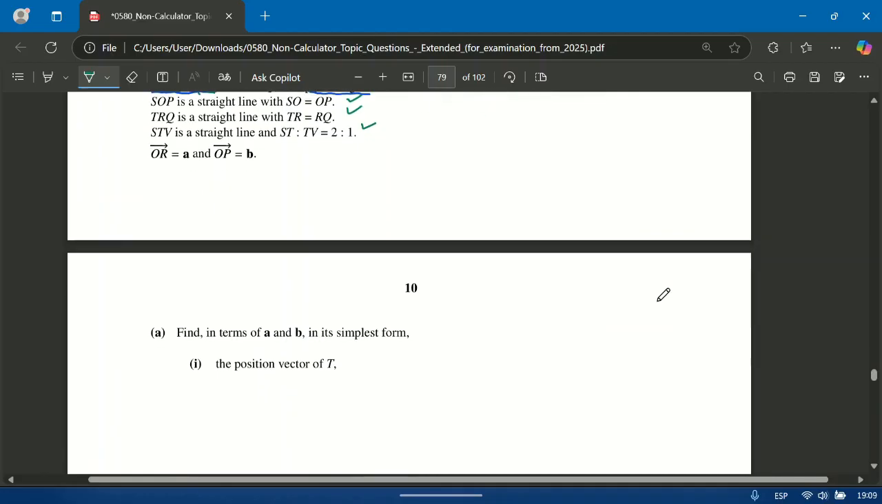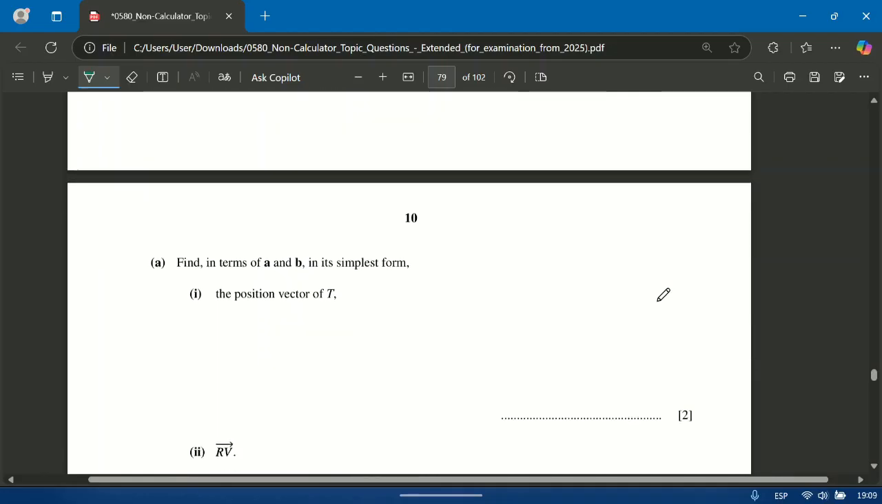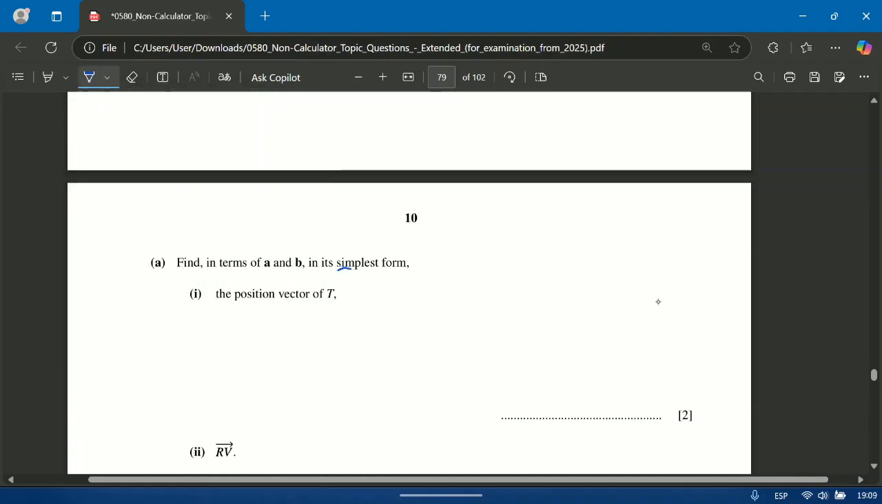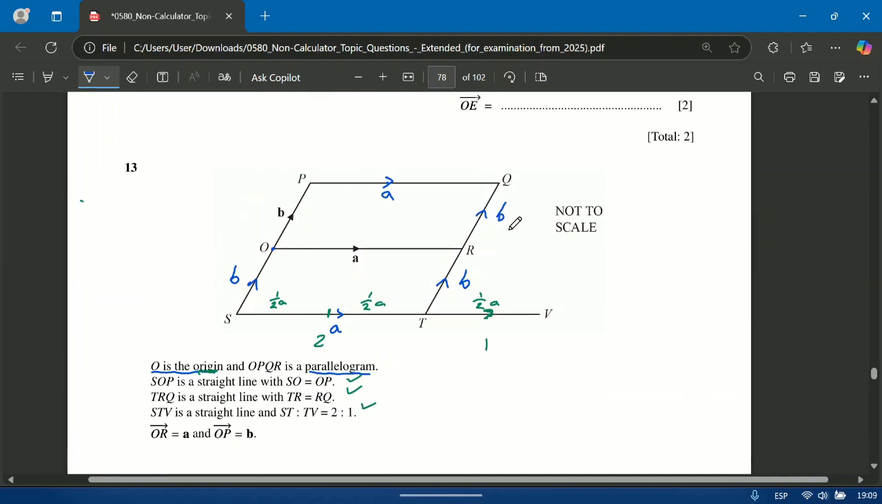So we're moving on to the questions. Find in terms of a and b in the simplest form. That's also important. People always miss this. The position vector. Now, what is a position vector? Again, this is where the word origin comes from. Position vector is the position of a point.